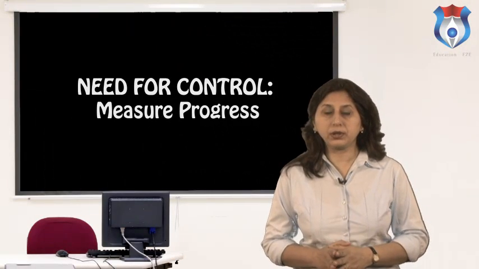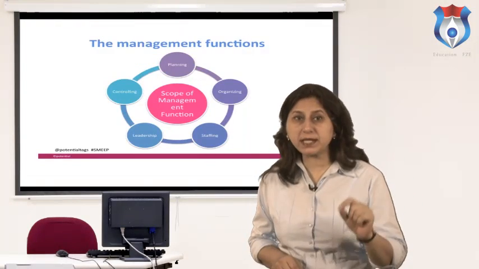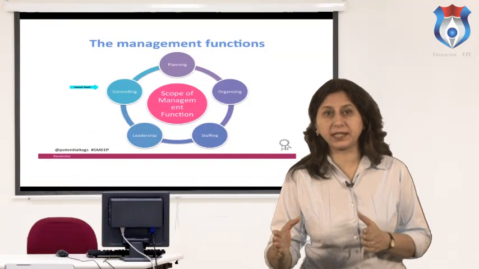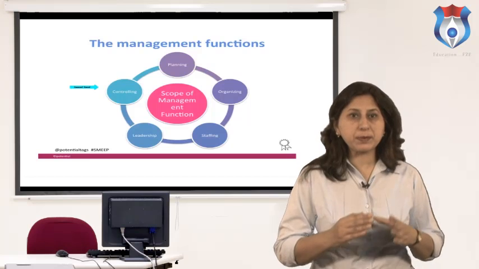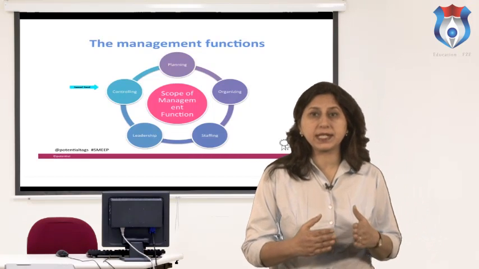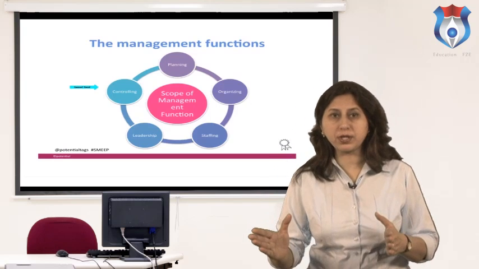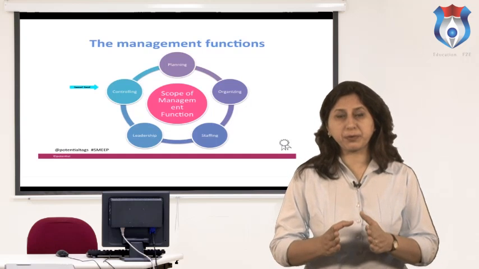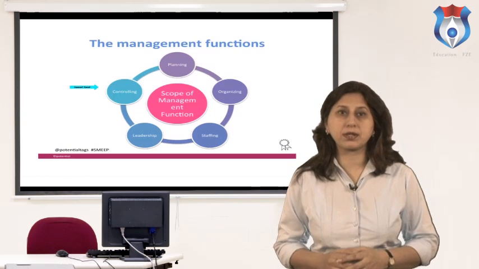Need for control. Measure progress. In the planning process, the fundamental goals and objectives of the organization and the methods for attaining them are established. The control process measures progress towards goals. As the navigator continually takes readings to ascertain where he is relative to a planned course, so does the manager take readings to see where his enterprise or department is on the charted and predetermined course.